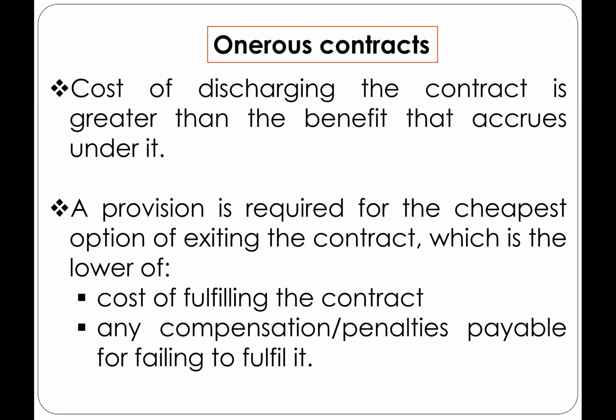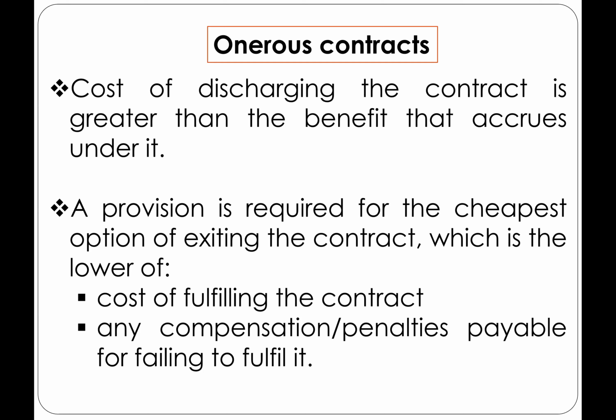In fact, the standard actually mentioned onerous contracts, and there are a number of pages basically explaining what onerous contracts are. But basically, onerous contracts are contracts where the cost of discharging the contract is greater than the benefit that accrues under it. So let's say, for example, you are renting premises, and on the premises you are selling goods, and you are then using the money that you make from selling the goods to pay rentals on the property.